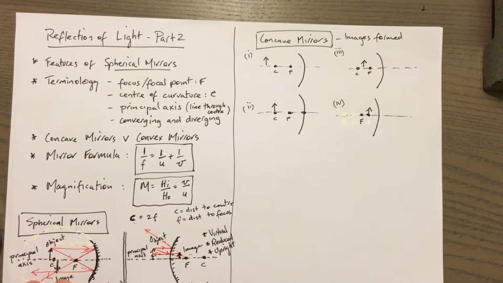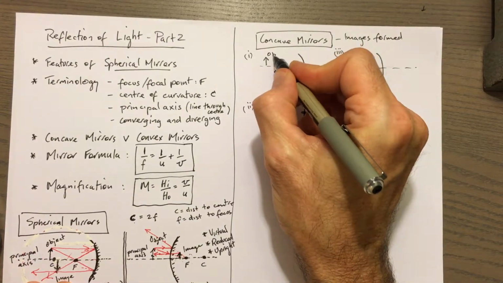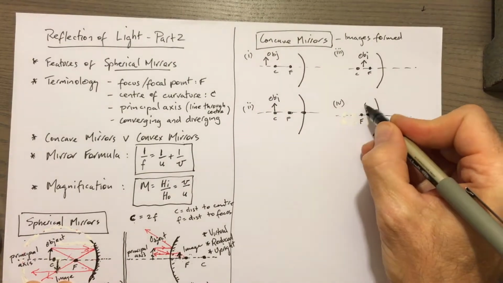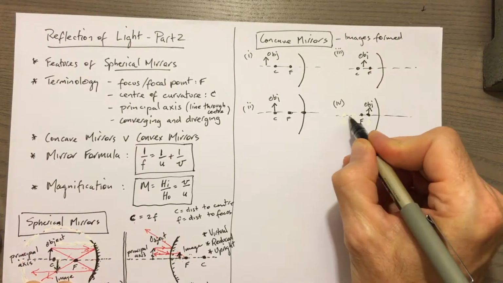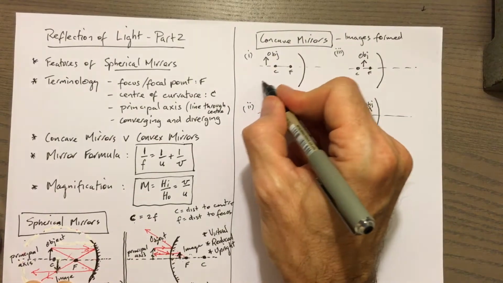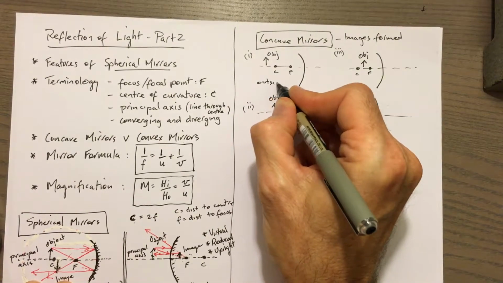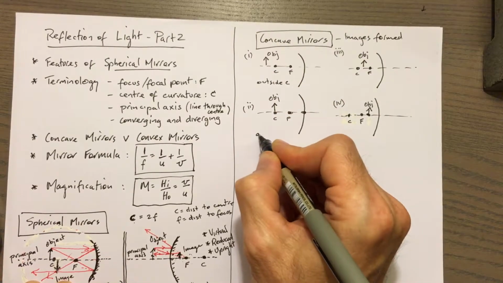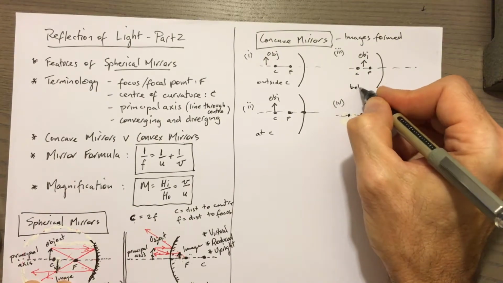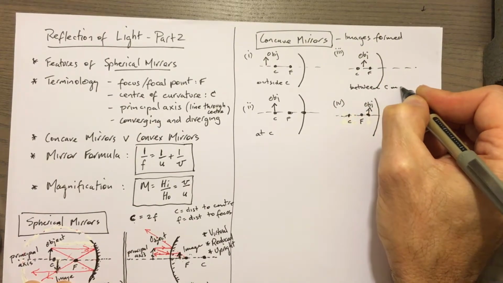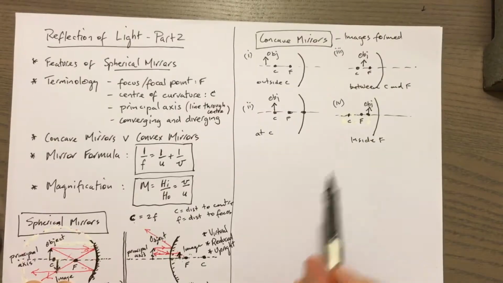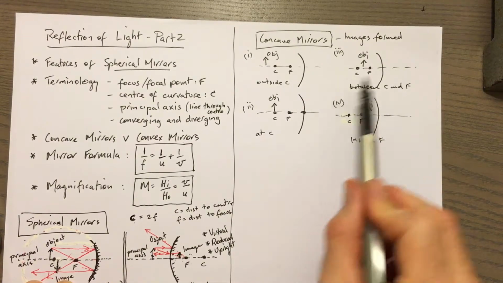Okay, so they're the objects. I'll just say OBJ for object, OBJ for object, OBJ for object, OBJ for object. So that's going to be the center of curvature on this one. Okay, so we can say outside of C, at C, between C and F, and here we can say inside of F. We're just talking really about the position of the object in relation to the mirror.